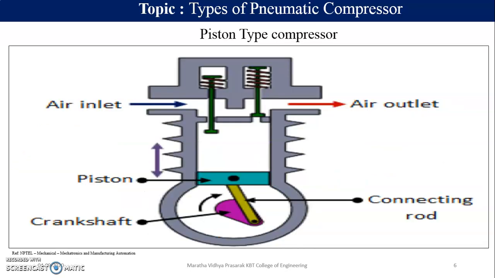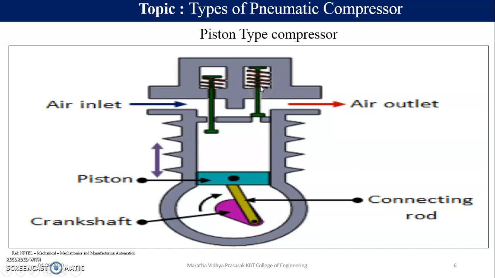Now let's move to the second. This is again the same piston type of compressor, but just to explain how it actually works, I have taken this image. Air is taken in. This is an inlet valve, this is an outlet valve. What is this? This is a spring, and this is also a spring.